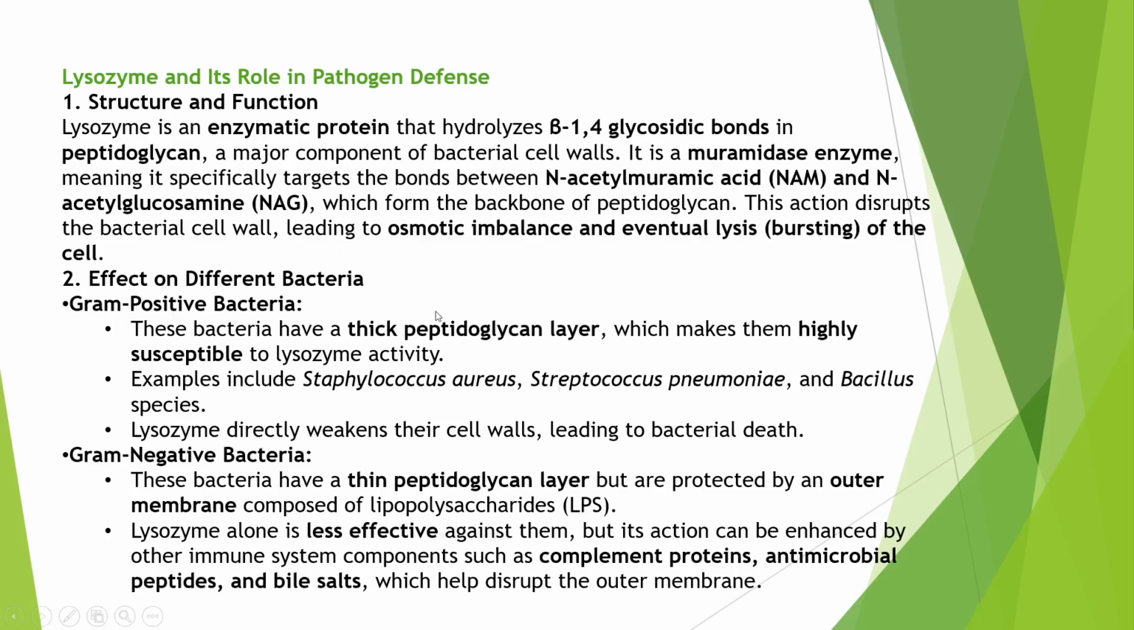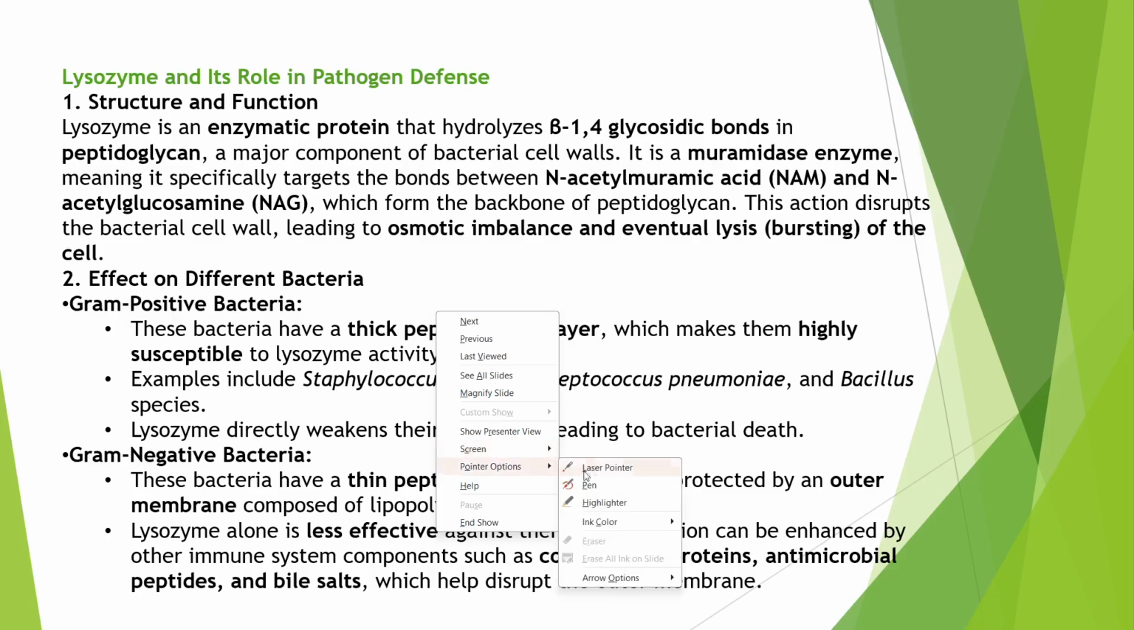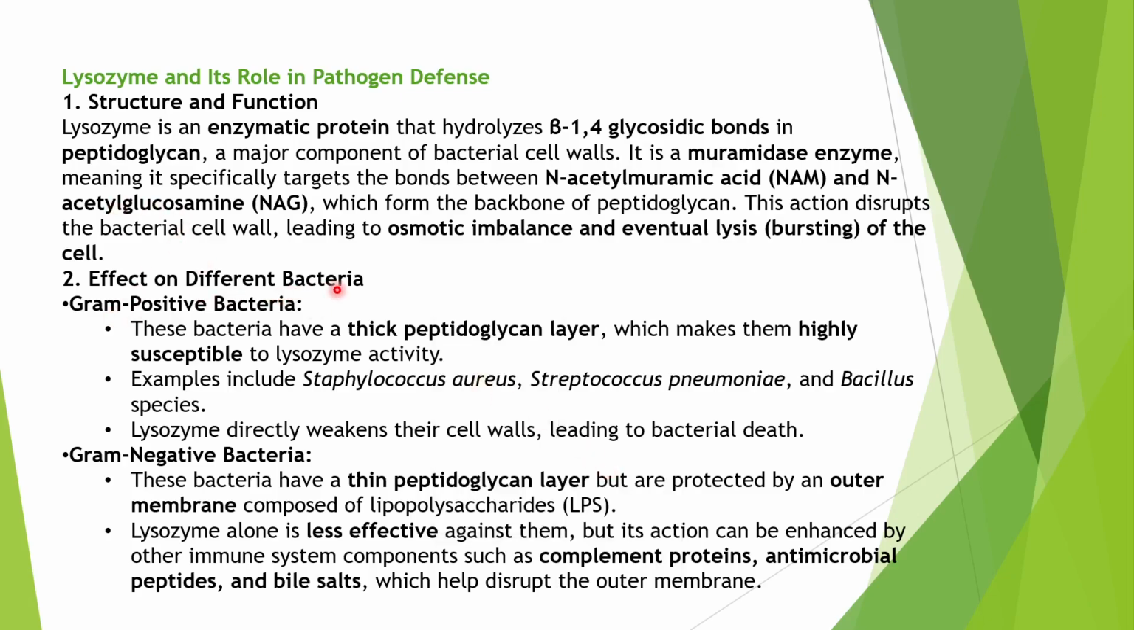So its effect on different bacteria. For example, gram-positive bacteria have a thick peptidoglycan layer, which makes them highly susceptible to lysozyme activity, because this is the major mechanism of action of lysozyme, that is to attack the peptidoglycan layer. In gram-positive bacteria such as Staphylococcus aureus, Streptococcus pneumoniae and Bacillus species, this peptidoglycan layer is the major component of the cell wall. Lysozyme directly weakens their cell wall, leading to bacterial death.